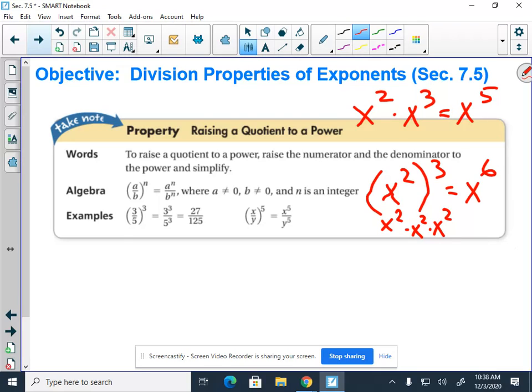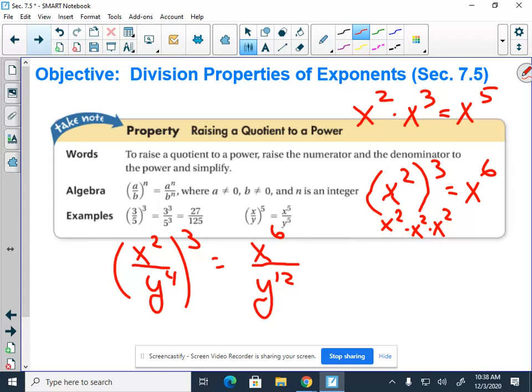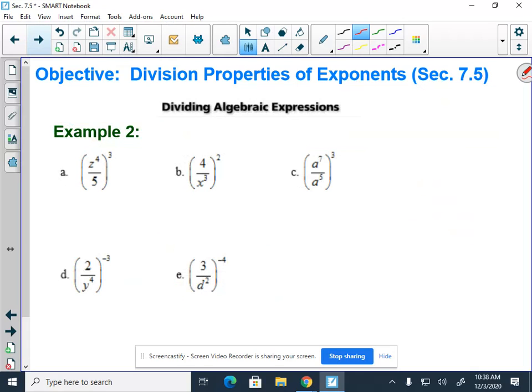Well, we have a similar rule here with quotients. If we raise it to a power, we again multiply. So the top becomes X to the 6th. The bottom, Y to the 12th. So it's not really a new rule. It's just an extension of the same rule. So this one becomes Z to the 12th over 5 to the 3rd, but we don't leave it that way.